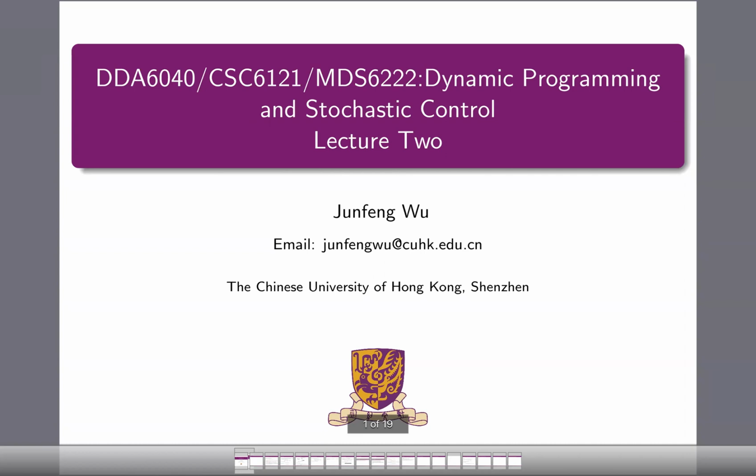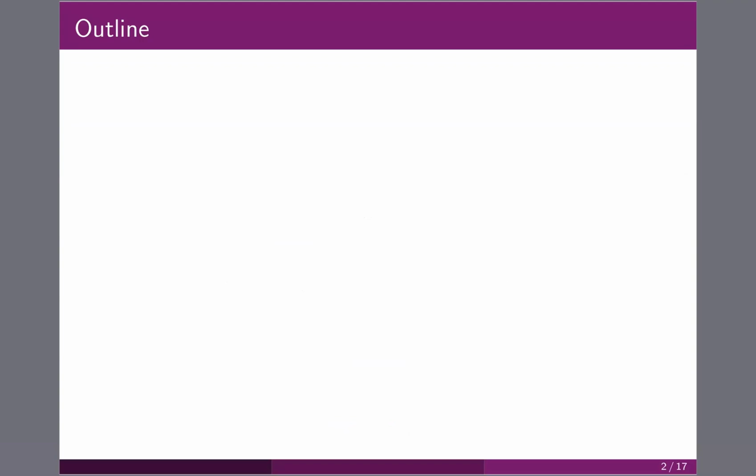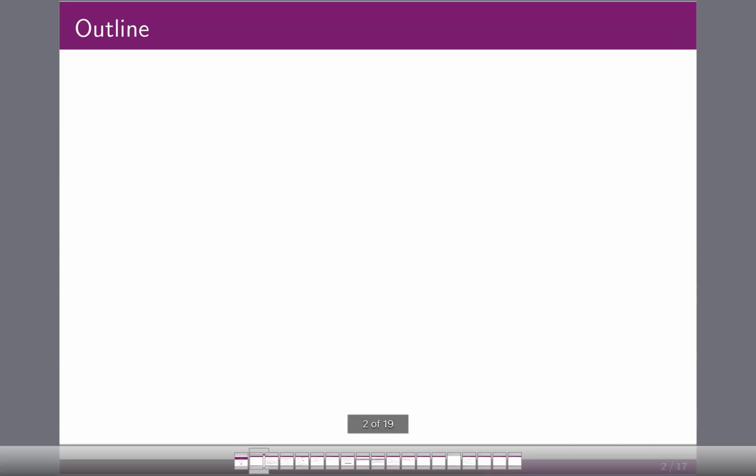So, good evening, everyone. Today is our second lecture. We will continue the first chapter of our dynamic programming and stochastic control course. It's about the finite horizon problem. Last time we had the intro. Okay, so this is the outline of today's lecture.